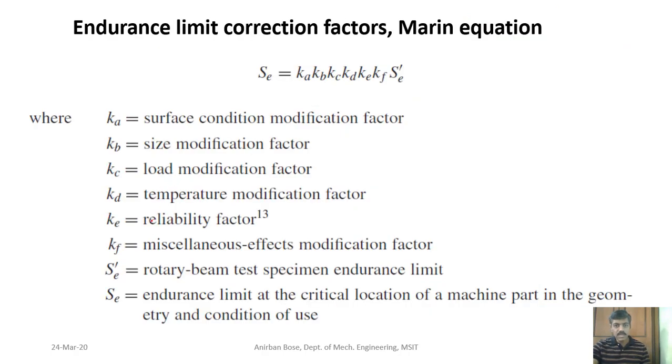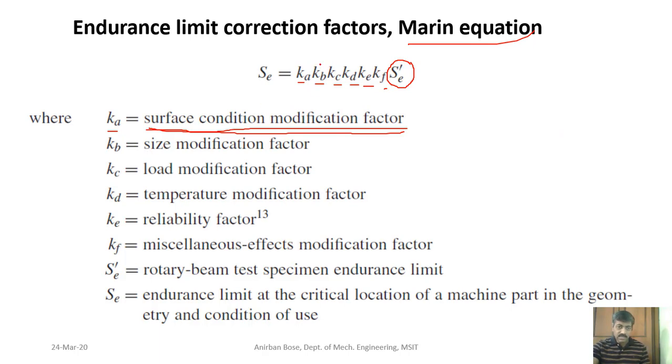Now, the modification of the endurance limit is done by different factors that have to be considered, and it is given by the Marin equation. Here, Ka, the first one, is the surface condition modification factor. Our fatigue test result, Se prime, considers that the test has been done on a highly polished surface where there is almost no surface roughness. So this is kind of an ideal situation. Depending upon the surface roughness, this surface condition modification factor has to be considered. If the surface is more and more rough, then accordingly you can find Ka from the charts in the handbook.